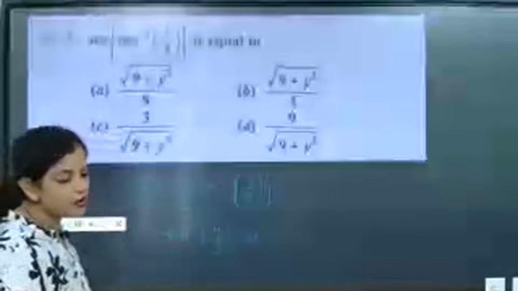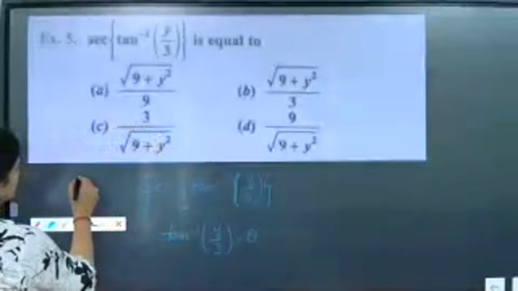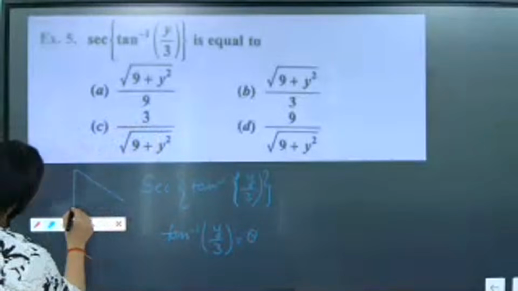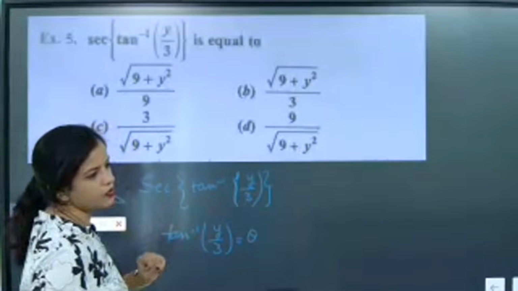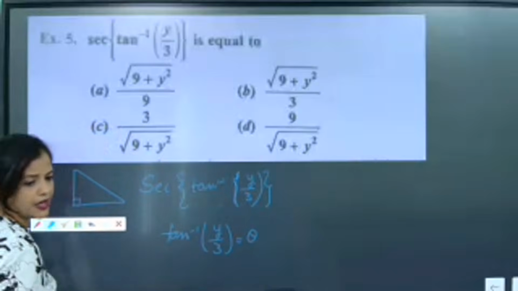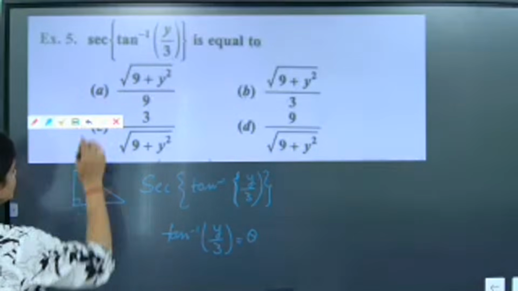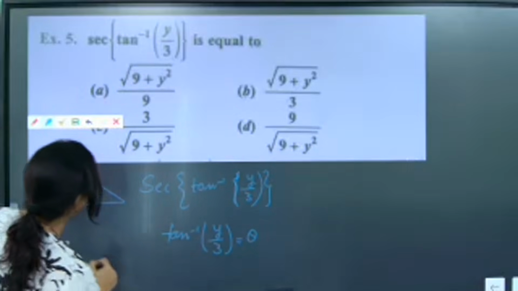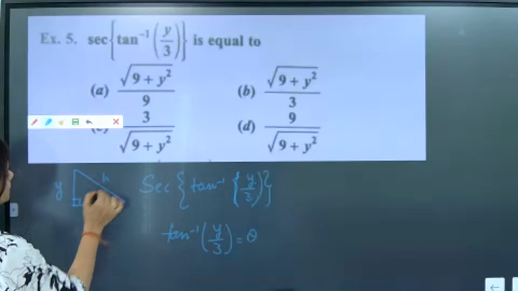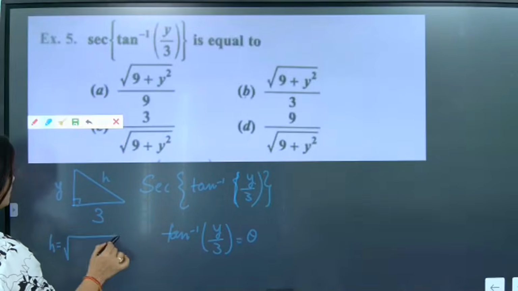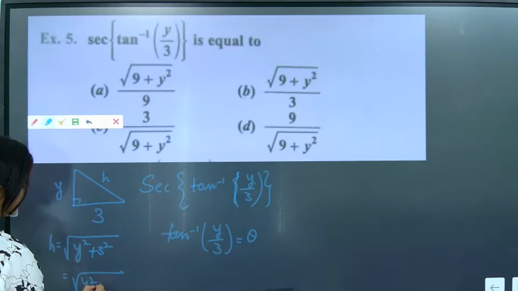Because one rule I have taught you, that rule was the triangle rule. In the triangle rule, I have explained one thing, that if tan inverse part will be taken, you just check this one out. Tan inverse y by 3 is there, so that is perpendicular by base. Here y will become perpendicular and 3 will become base. Now hypotenuse we are finding. So hypotenuse will become the square root of y square plus 3 square, that is, y square plus 9.